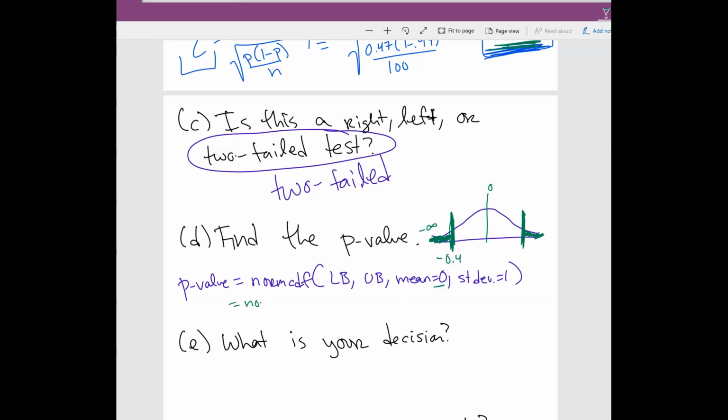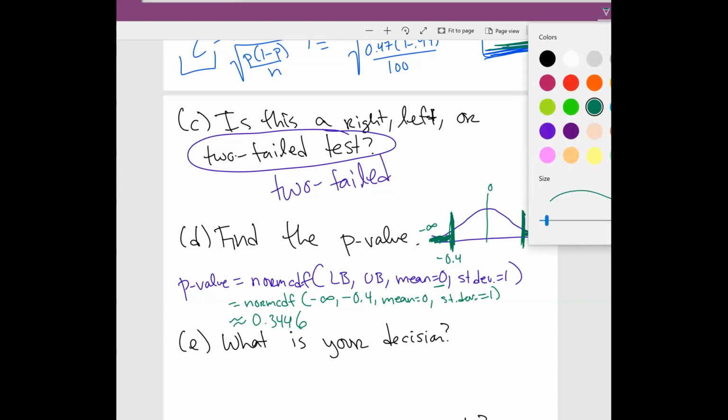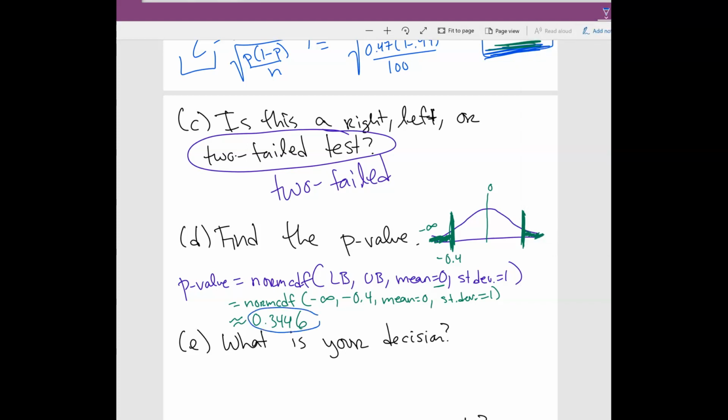So this is just going to be normal CDF. My lower bound is going to be negative infinity. My upper bound is going to be negative 0.4. My mean is still 0. And my standard deviation is still going to be equal to 1. Okay, so let's go ahead and put this in my calculator. Normal CDF, 0, 1. My lower bound is negative infinity. My upper bound is going to be negative 0.4. And I'm going to get 0.3446, around that area.